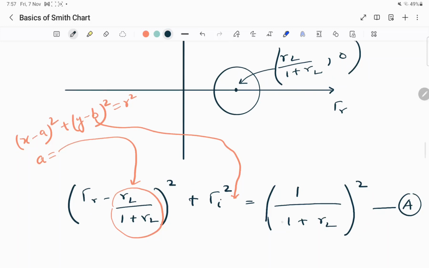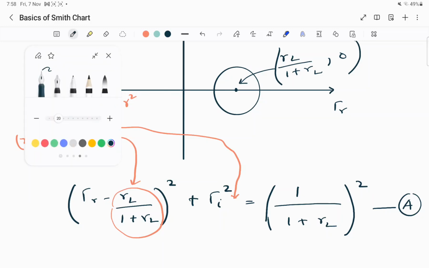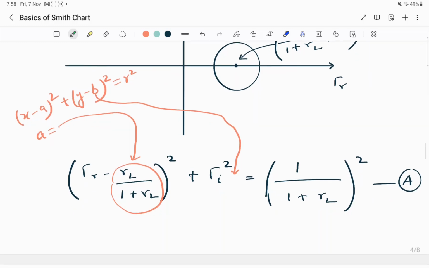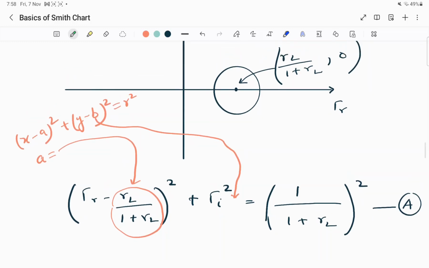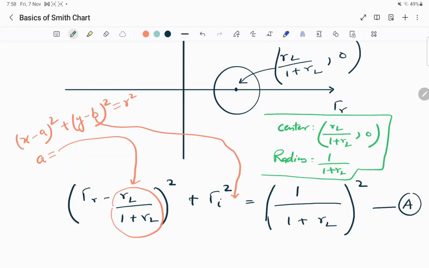and the radius of the circle will be governed by this, that is 1 over 1 plus RL. Okay, so the two important points in this case are that the center of the resistance circle is RL over 1 plus RL comma 0, and the radius of the resistance circle is 1 over 1 plus RL. These two are very important.